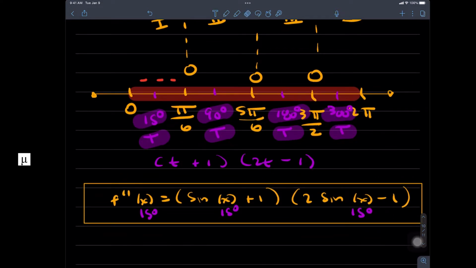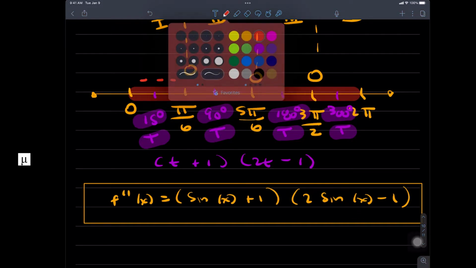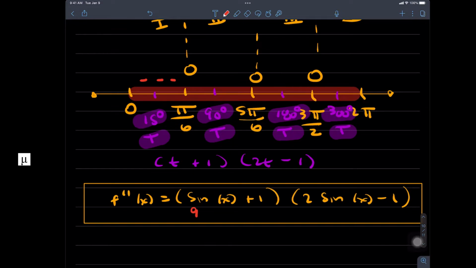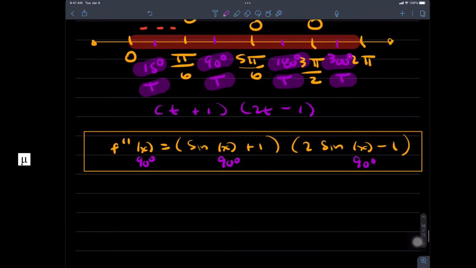So now we get to go where? 90 degrees. You guys know what 90 degrees is for sine, by the way? We're going to have to plug in the 90 degrees. We're going to test region number 2. What's sine of 90 degrees? Isn't that 1? So this is 1, and this is 1.